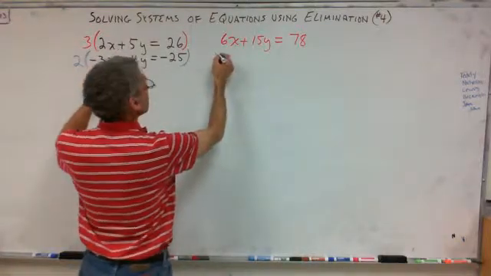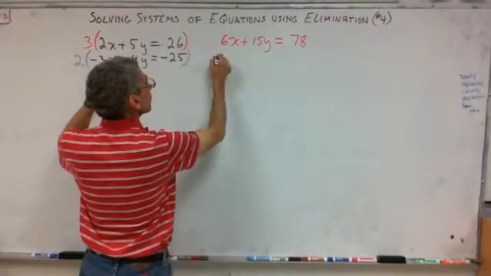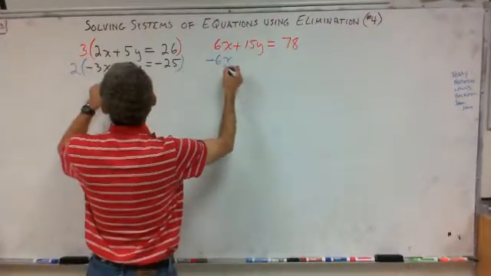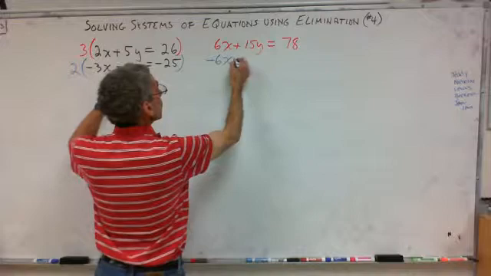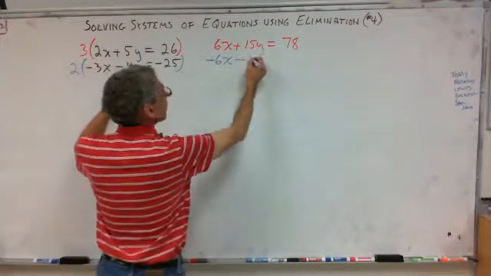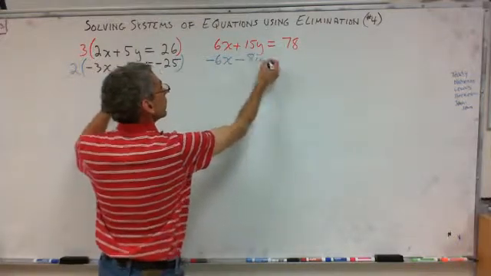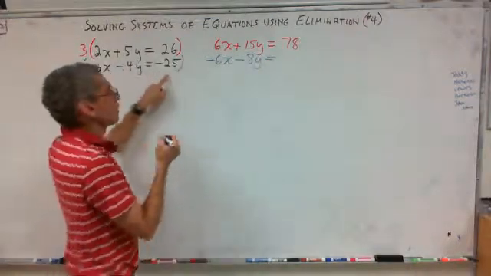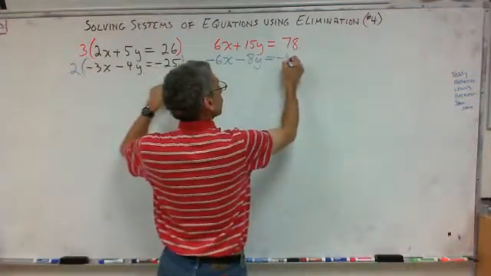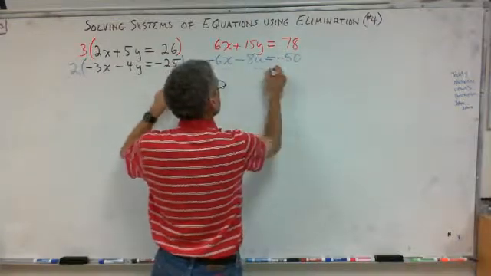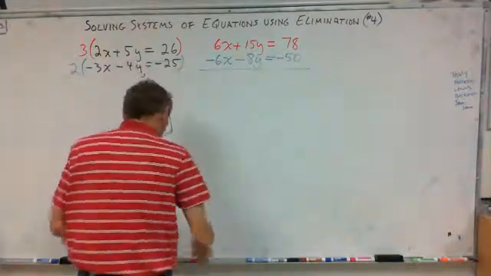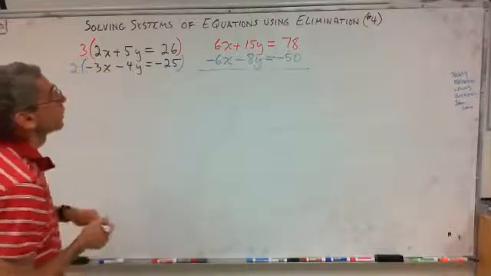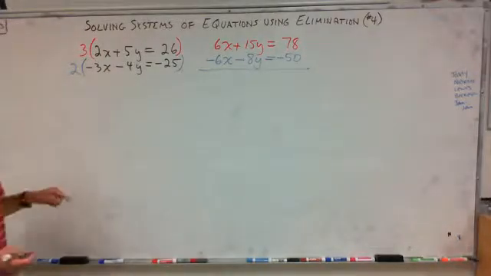2 times negative 3 is negative 6x, minus 2 times 4 is 8y, okay, equals, now 2 times negative 25 is negative 50. Those are just easier for me to multiply. This is not a good marker. Now we'll go back to the brown. All right, so now we're ready.